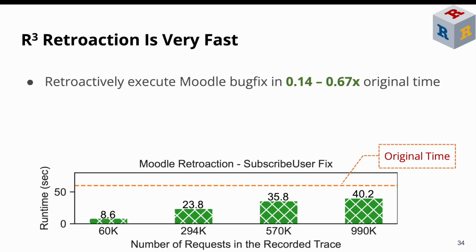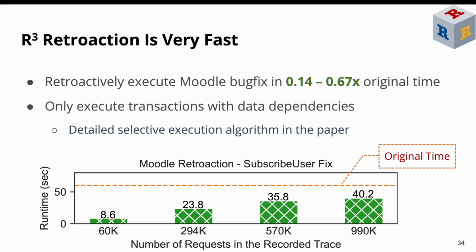We then retroactively execute the Moodle bug fix code over the generated traces. We find R-Cubed retroaction can always finish within the original time because we only execute transactions that have dependencies with the modified code. We have a detailed selective execution algorithm in the paper.